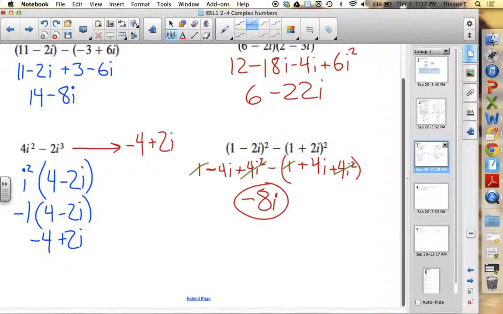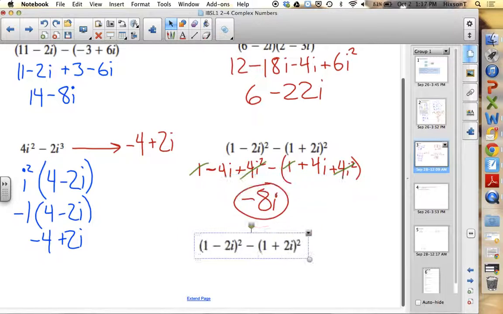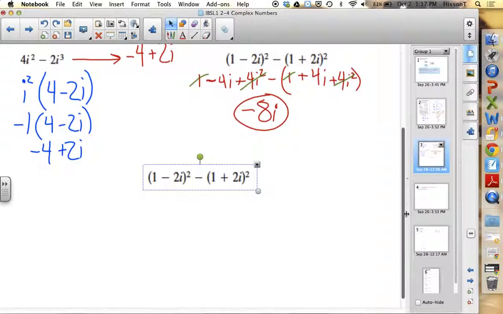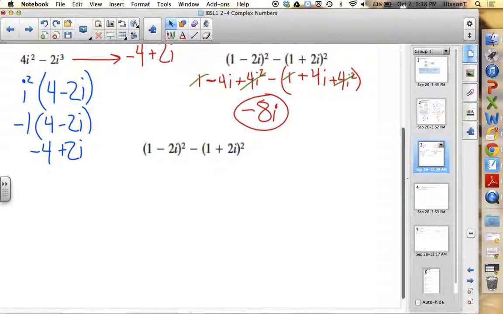Okay? So, just be careful. But notice I'm just treating the i like a variable, and then at the end, if I have an i squared or something, I can plug it in. Okay? Now, Maxime, do you want to come up and show what you were talking about?